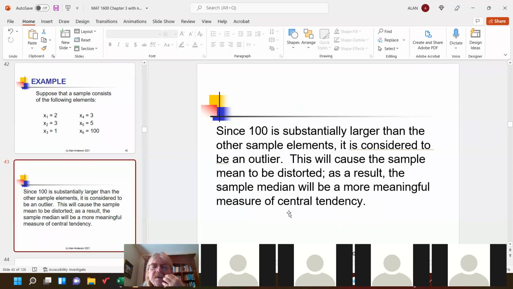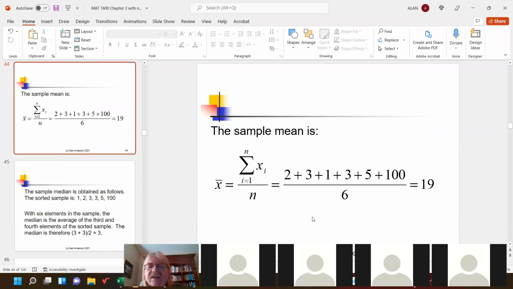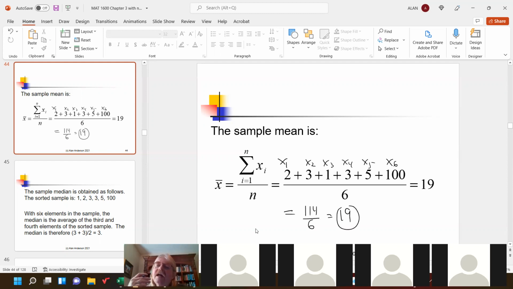First, let's do the mean, which we know. Add up all 6 elements and divide by 6. Now that adds up, hold on. Get the old calculator here for a second. That adds up to 114. Now, 19 is the mean of the sample. Now, while that's technically correct, I would say that that does not do a good job representing the center of this data. Because if you look at these elements, let's say we sort them out: 1, 2, 3, 3, 5, 100.